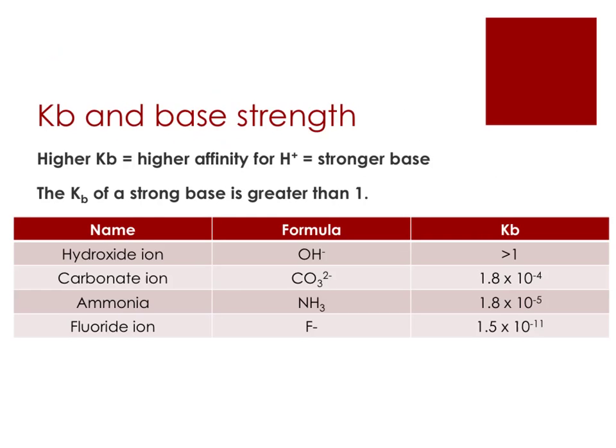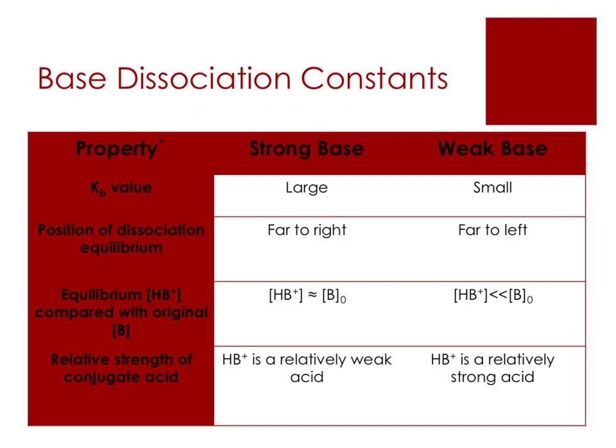Taking a look at some Kb values for some common bases, we can see, just as with acids, a higher Kb signifies a higher affinity for H+, and therefore a stronger base. Here we have some common bases and Kbs listed, our strongest being hydroxide, and strength decreasing until we get to the fluoride ion, which has the smallest Kb. To summarize what we've seen so far, here's a chart showing the information. Again, this is just like the chart we saw for the acid dissociation constants. Please take a minute to pause this video and copy down this information.